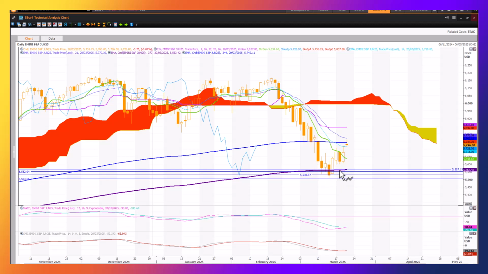At least we did get our rebound from this cluster of support. So far so good, but we're not out of the woods yet. To be bullish on the daily, we ultimately need to be back above the top of the cloud. So this is a technical retracement rebound rally just after this incredible sell-off.